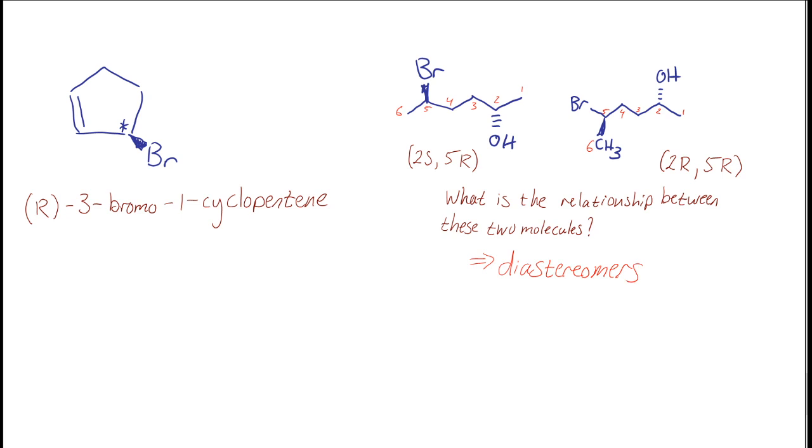They're diastereomers because they're stereoisomers, but they are not mirror images. And the reason we know they're not mirror images is because mirror images would have the opposite configurations. So if the first one was 2S, 5R, its enantiomer would have to be 2R, 5S. All the stereocenters would have to be switched. But only one stereocenter is switched. Only the 2 is switched and the 5 stays the same. So that makes them diastereomers. Stereoisomers, but not mirror images, not complete opposites.